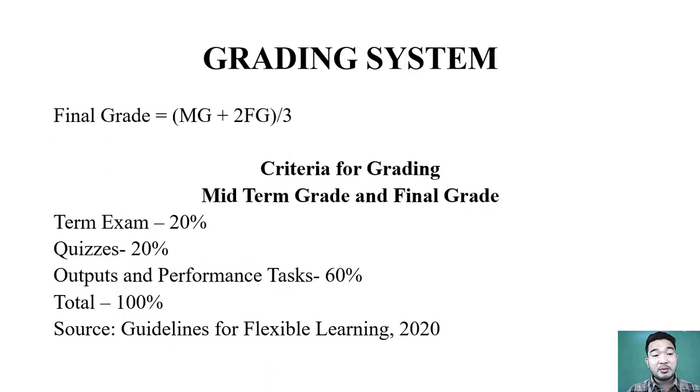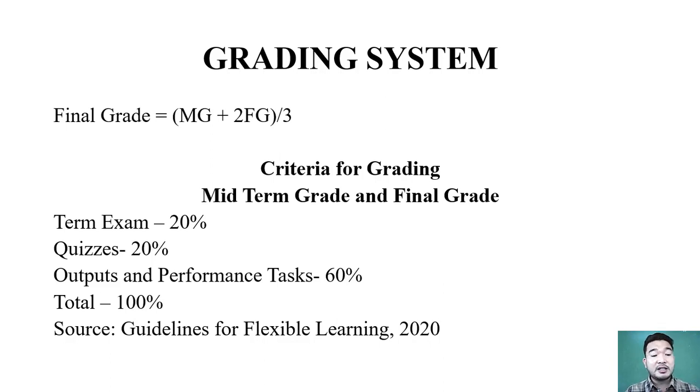Our grading system: to get your final grade, the quantity midterm plus twice the finals, divided by 3. Meaning, your midterm is 1/3 of your final grade and your finals is 2/3 of your final grade. Then we get the average of that.